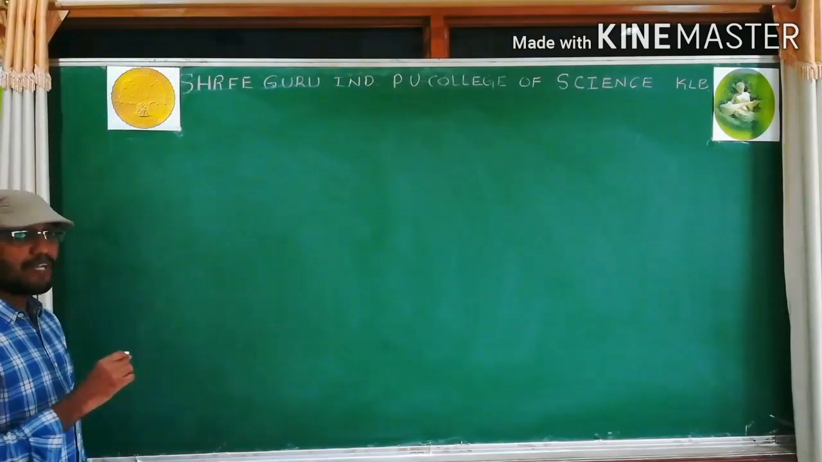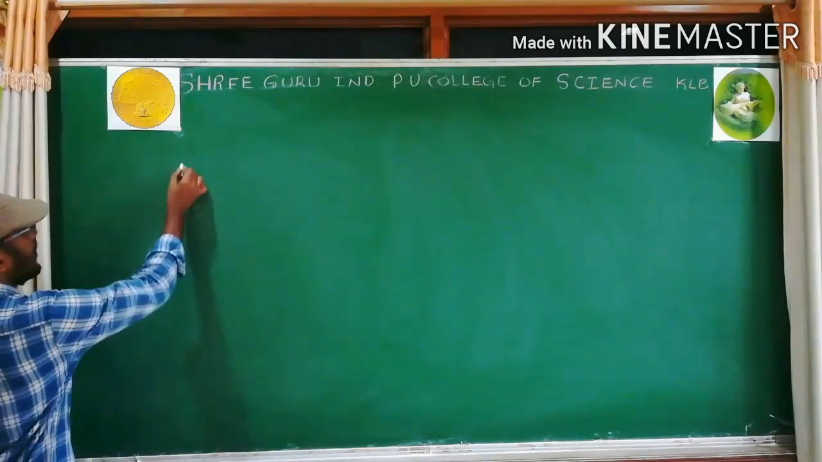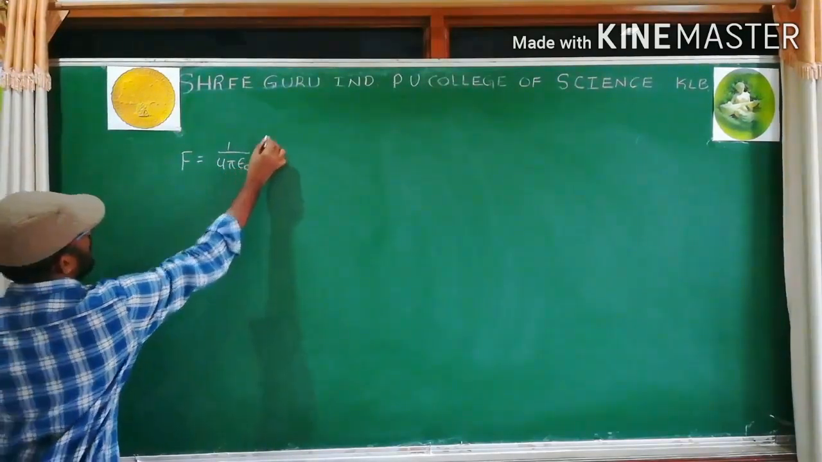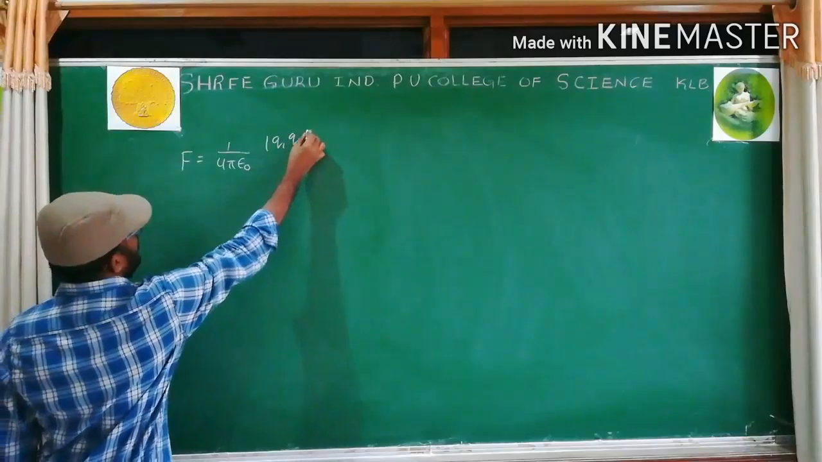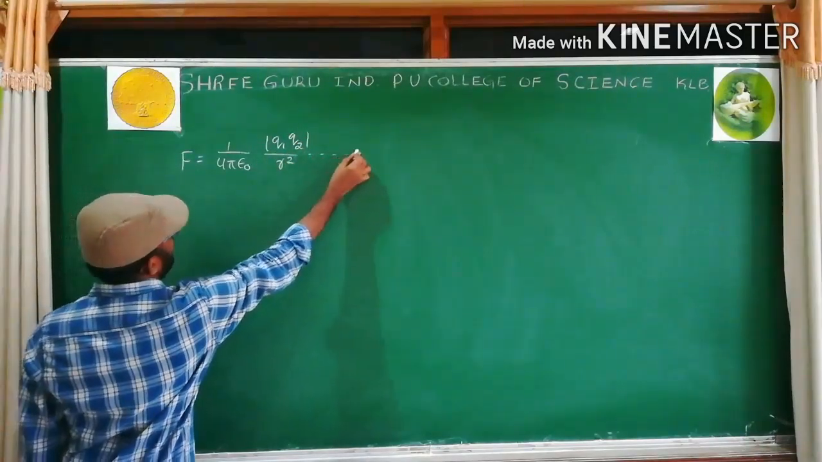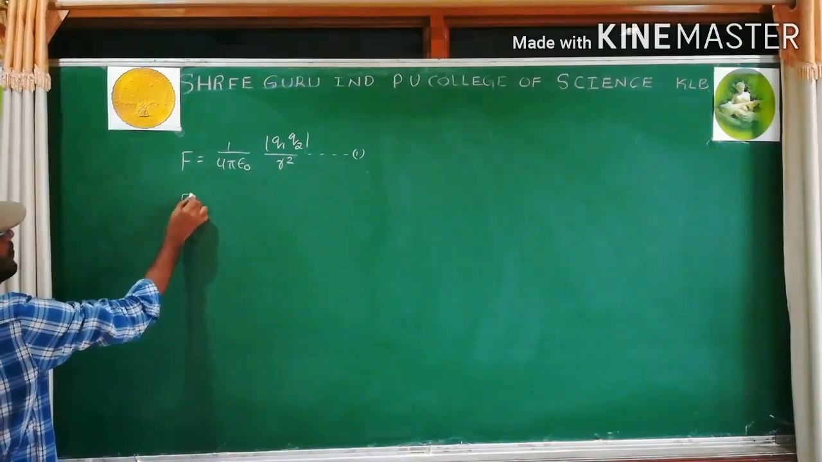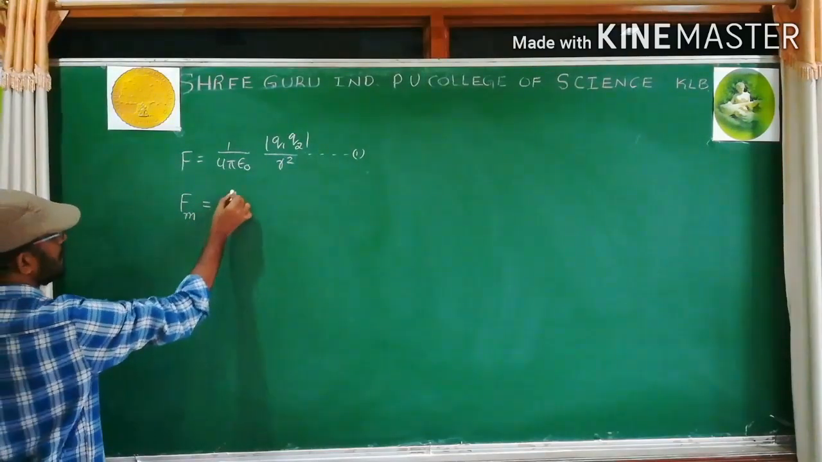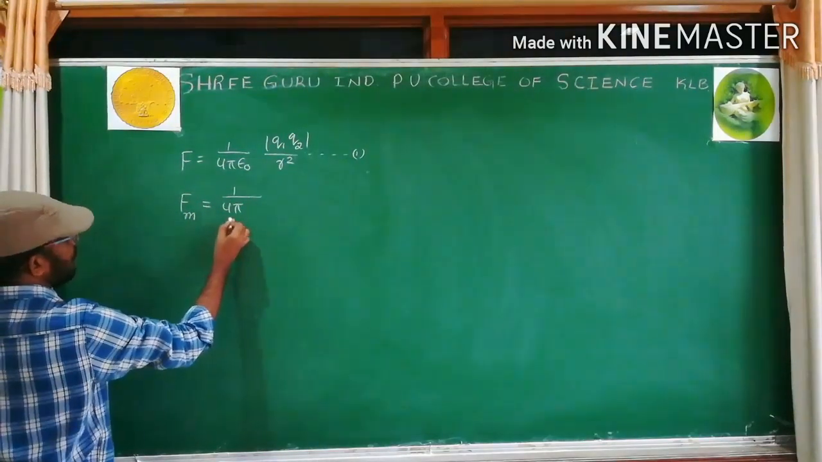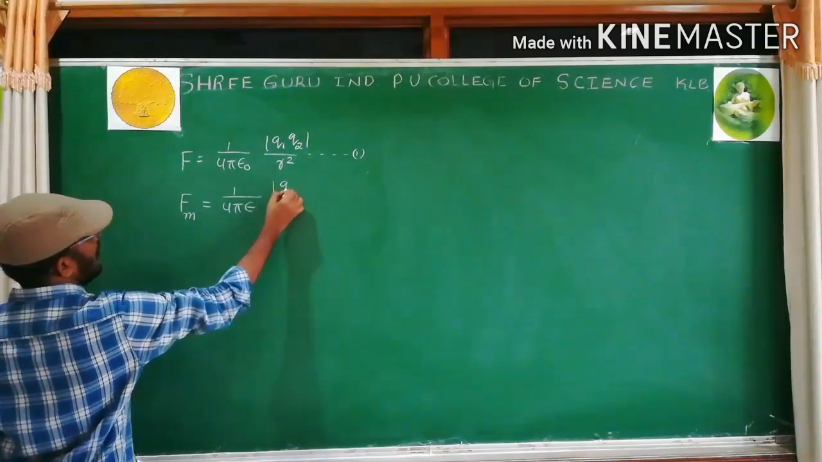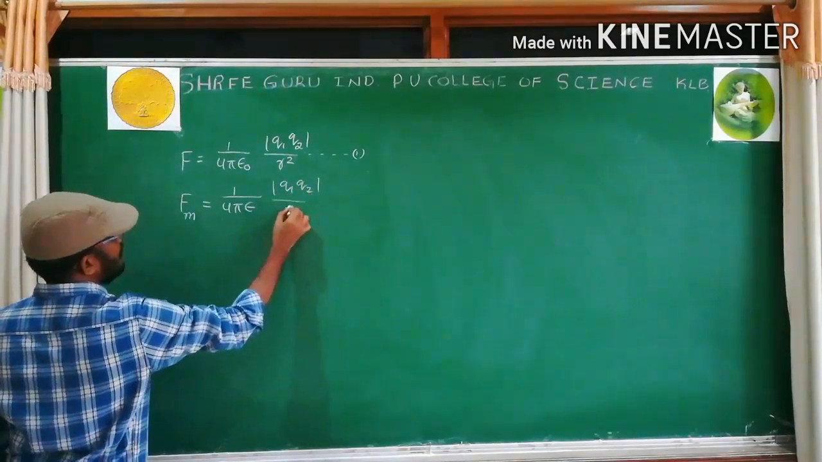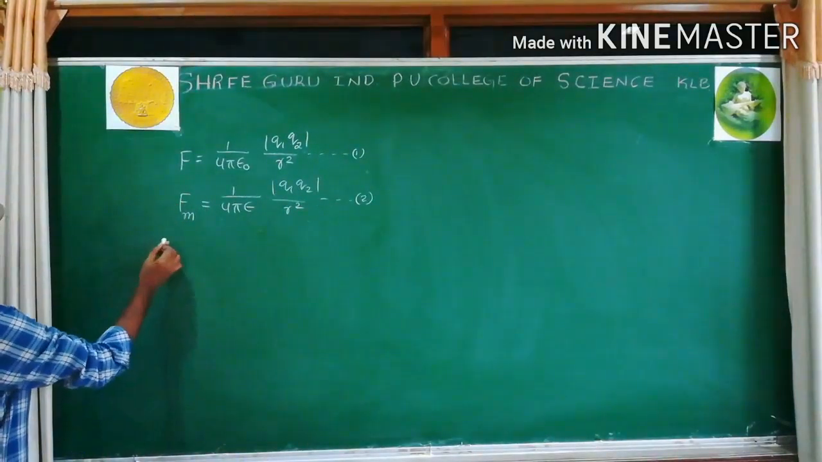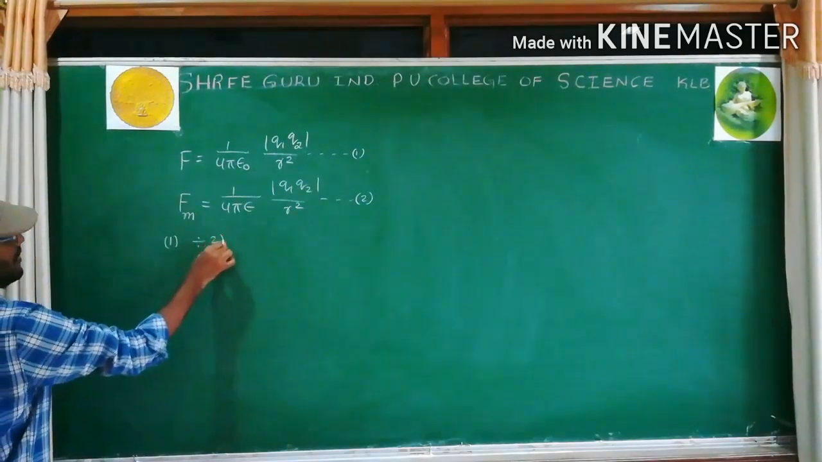Electrostatic force between two charges in vacuum, F is equal to 1 by 4 pi epsilon naught into modulus of q1 into q2 divided by r square. This is equation 1. And the same electrostatic force between these two charges only in a medium, that is other than vacuum, is equal to 1 by 4 pi epsilon into modulus of q1 into q2 divided by r square. This is equation 2.